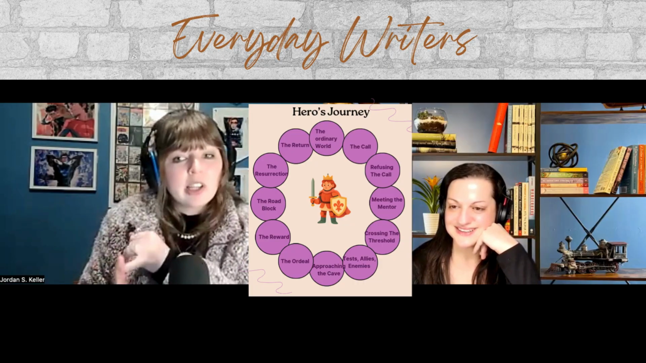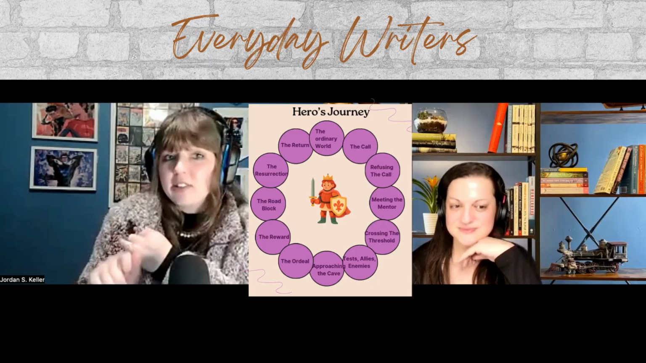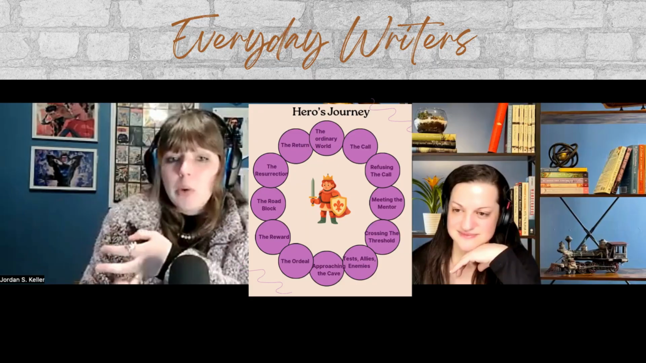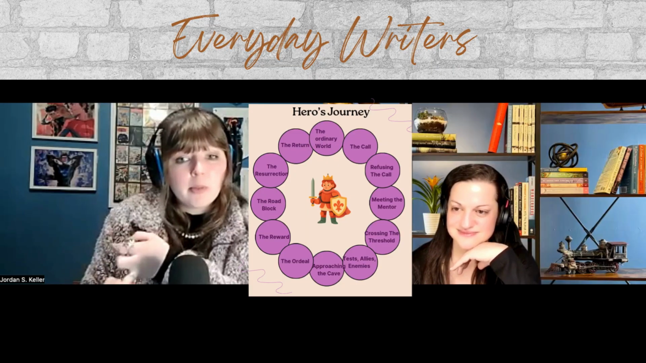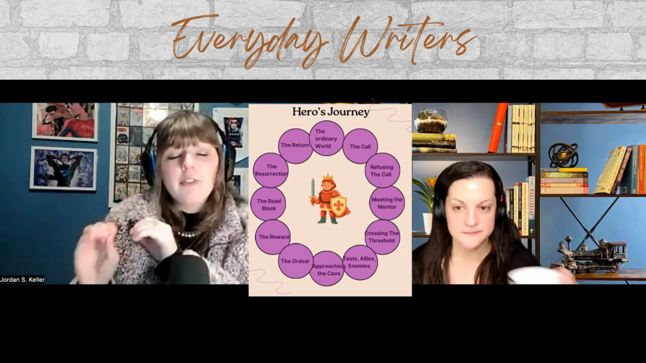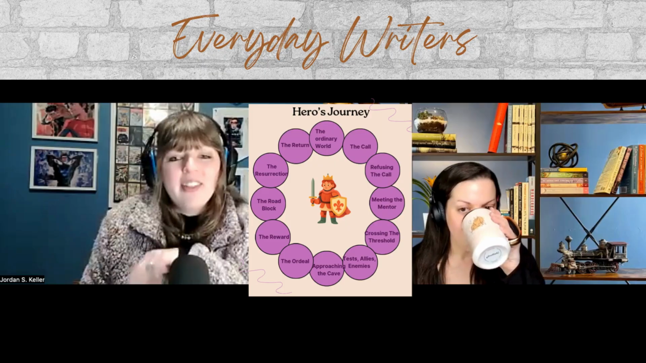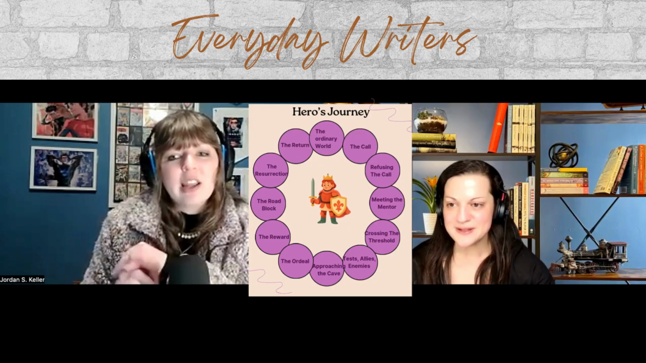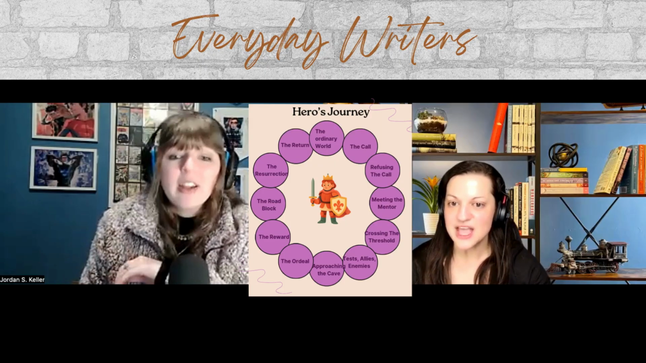Act one is the ordinary world, where your character's daily life is established to the reader. Then the call, which is the exciting incident that breaks them from their norm. Then the refusal of the call, where your character is afraid to face the call. And then meeting the mentor, when your character gains advice on how to tackle that call.